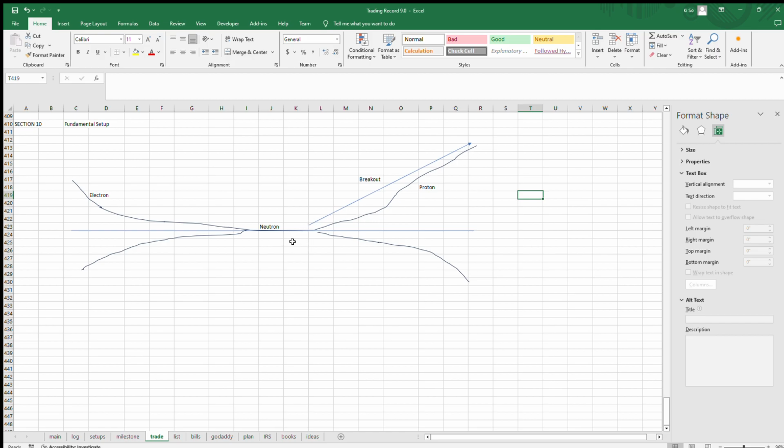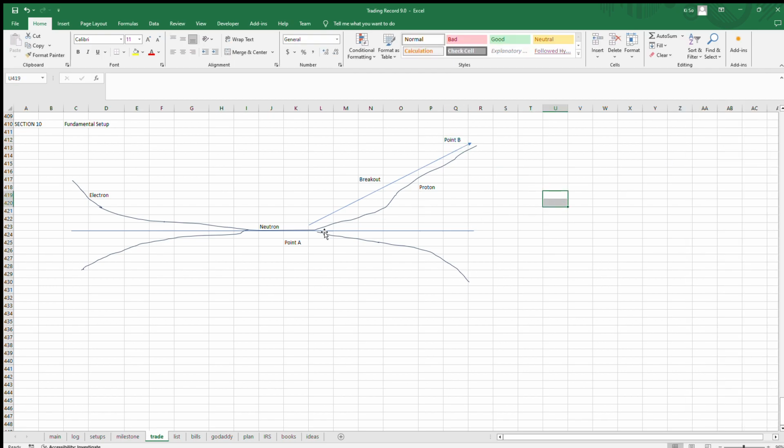Essentially, that's point A right here. Point A. And the idea is to get to point B. Point B, right here. Point A to point B. That's the fundamental setup. And all I have to do is get in here and then sell right here. That's it. That's essentially what every trade is.